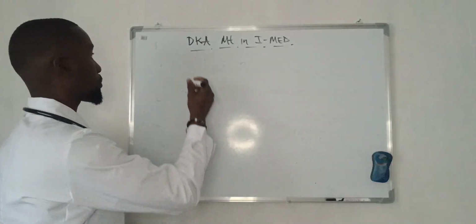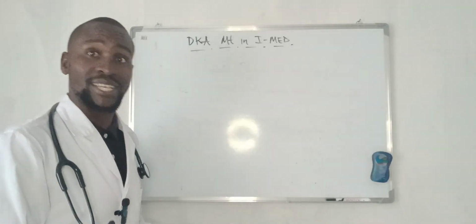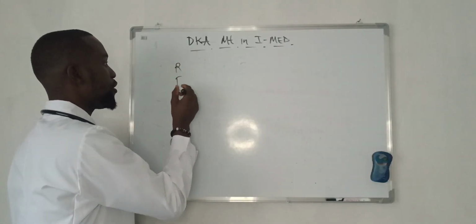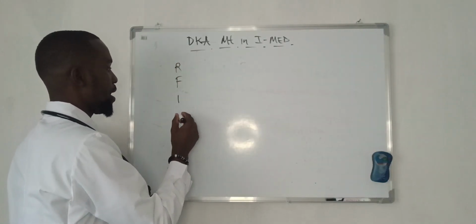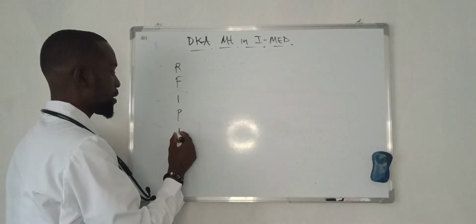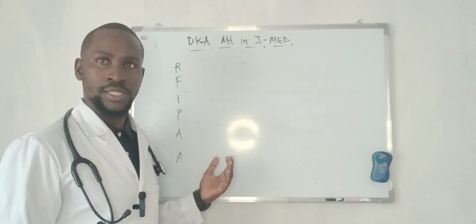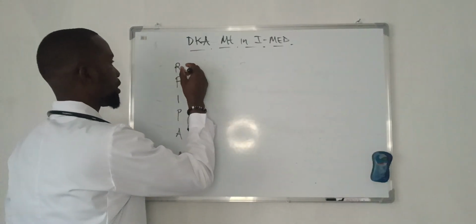So you start off with resuscitation. Okay, first of all, you have to resuscitate. Then you do your FIPA. F-I, okay, P-A-A. You've managed the DKA, isn't it? So resuscitation, start with our resuscitation.